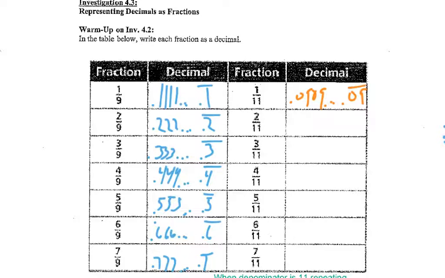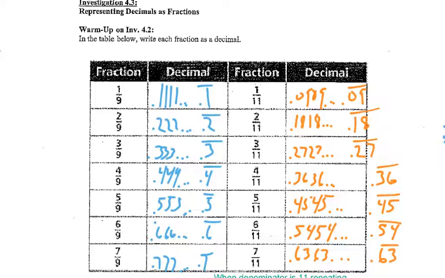Sorry, that handwriting is bad. Let me try again. So 2/11 is 0.1818 or 0.18 repeating. 3/11 is 0.2727 or 0.27 repeating. So go ahead and fill in the rest of those. Maybe you can see what the pattern is. I don't know, but go ahead and see if you can fill in the rest of those and hit pause.